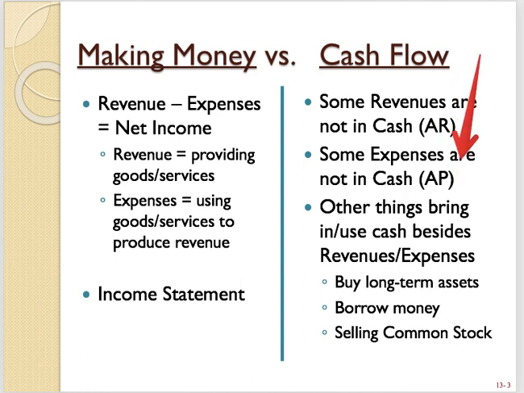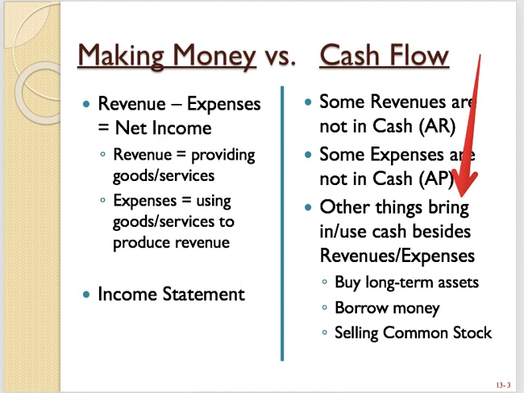And there are other examples of timing differences that we talked about that all had to do with the adjusting entries that we learned in chapter 3, but there are many instances in accounting where a revenue or expense happens at a different time than the cash is either paid or received. In addition, there are other things that bring in or use cash besides revenues and expenses. So there are things that bring in cash or use cash that you don't even see on the income statement at all.